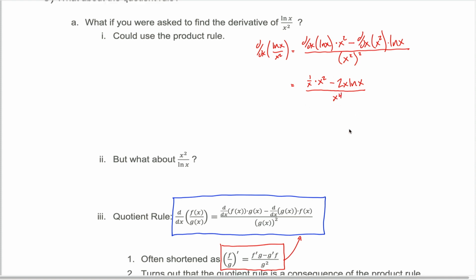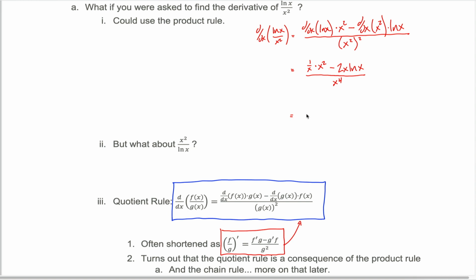At this point, we don't have the d over dx symbol written anymore, so we're done with the calculus. Although I'd argue that we should probably clean this up a little bit. Fractions inside fractions are kind of ugly for one thing. The 1 over x times x squared is just equal to x. This x and one of these x's cancel. And from that, I want to subtract 2x natural log of x divided by x to the 4th power. I'd argue that this is a perfectly acceptable answer.